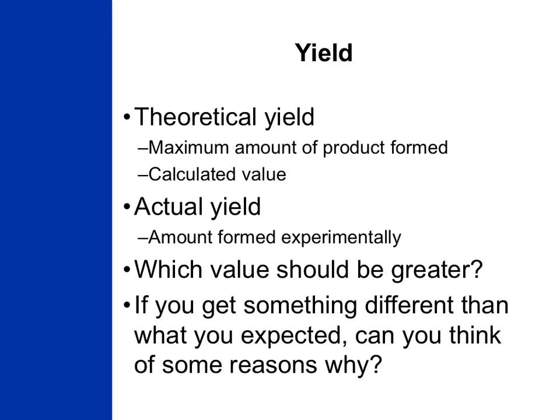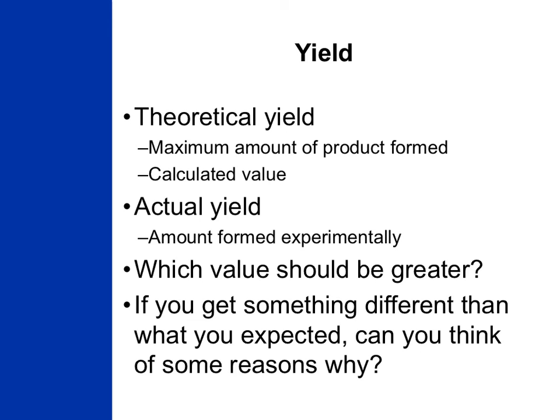Now we're going to talk a little bit about yield. In the previous example, we said the maximum amount of aluminum oxide we can produce was 128 grams, and that would be our theoretical yield. So based on the stoichiometry, the most we can possibly make is 128 grams. This is a calculated value. Our actual value is what we really get when we go into the lab and we perform the experiment, and this is usually less than the theoretical yield.